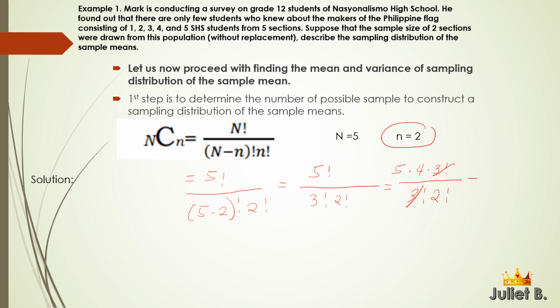So we have 5 times 4, over 2 factorial, which is 2 times 1. Another trick there is that we can divide 4 by 2, and this is 2. So we have 5 times 2, 10. Divided by 1, still it is 10. So the number of possible random samples that we have to list down on our next step is 10.